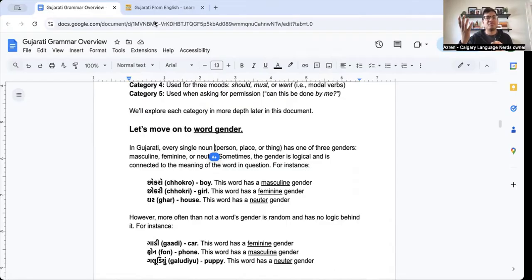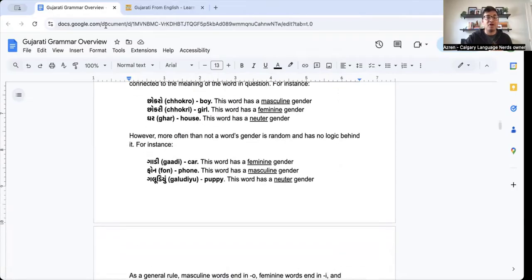Sometimes there can be a certain logic to it, but more often than not, a word's gender is wildly random. It has nothing to do with the noun itself. So for example, the word for car is gadi. Gadi has a feminine gender. I don't know why a car is feminine.